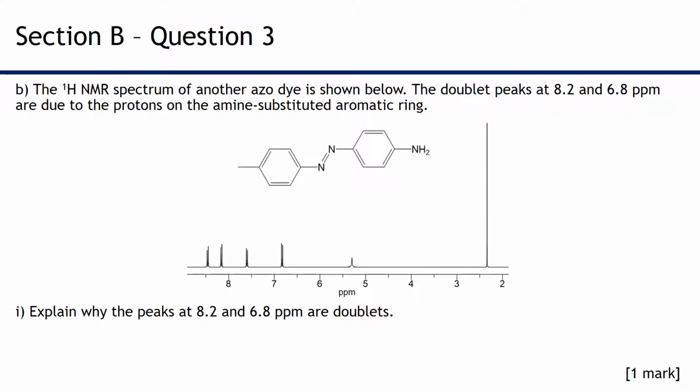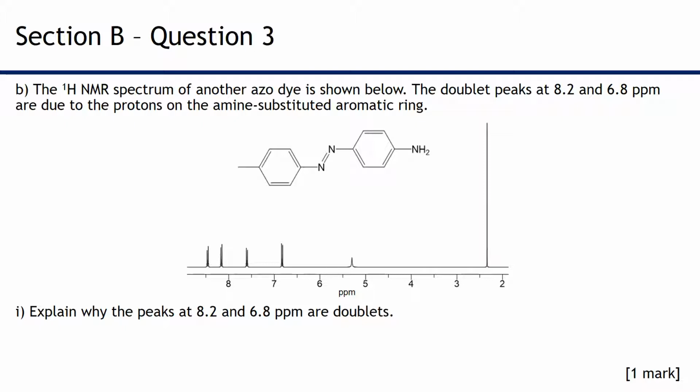Then in part B of question 3, you're told that the proton NMR spectrum of another azo dye is shown below. The doublet peaks at 8.2 and 6.8 parts per million are due to the protons on the amine substituted aromatic rings. So then you're showing the NMR spectrum and the structure of the azo dye above it. And in part I, you're asked to explain why the peaks at 8.2 and 6.8 parts per million are doublets. So these are the two that are picked out for you in the question. You should be able to see them in the NMR spectrum.